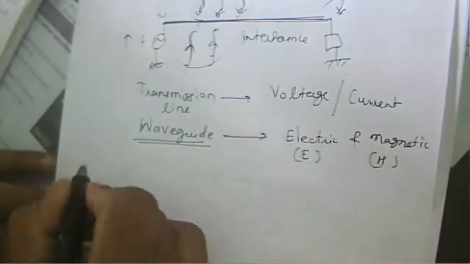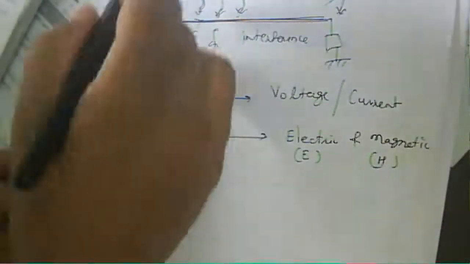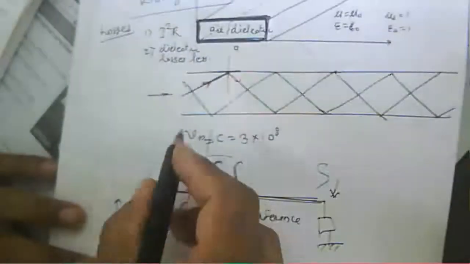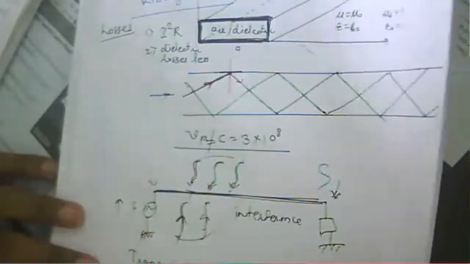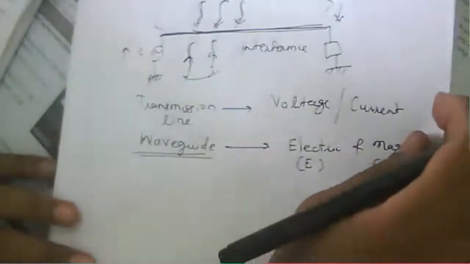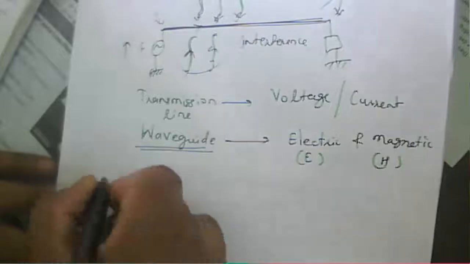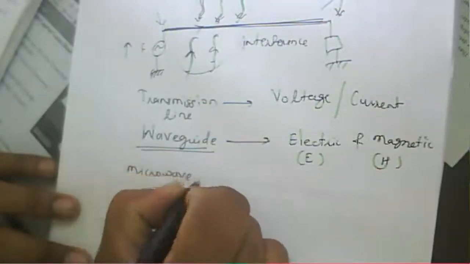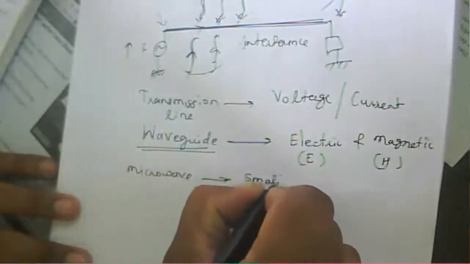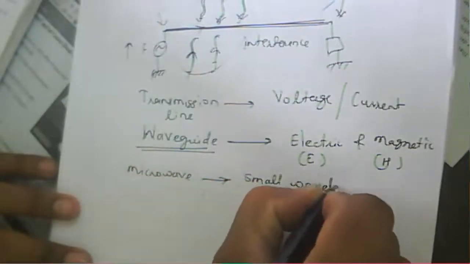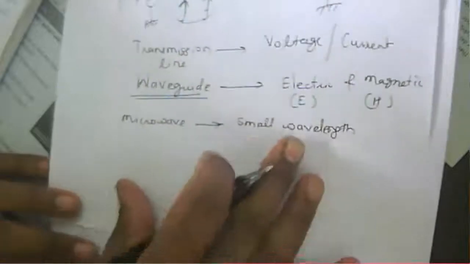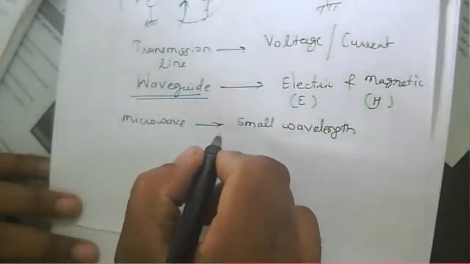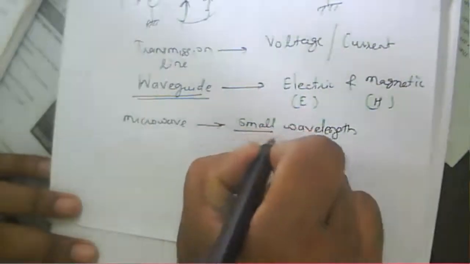So the wave is propagating through it, and it has a velocity less than 3 into 10 power 8. But if you consider a waveguide, because it's microwave, we say it is about a small wavelength. Microwave means a small wavelength. Due to the small wavelength, the wave is propagating through this waveguide. The wave is propagating through the guide.